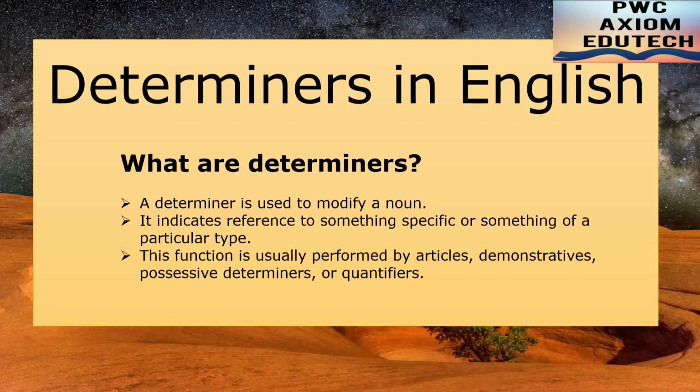Let us first learn what determiners are. A determiner is used to modify a noun. It indicates reference to something specific of a particular type. This function is usually performed by articles, demonstratives, possessive determiners, or quantifiers.